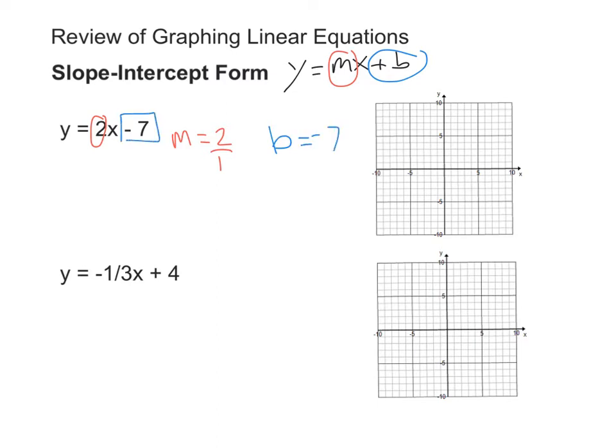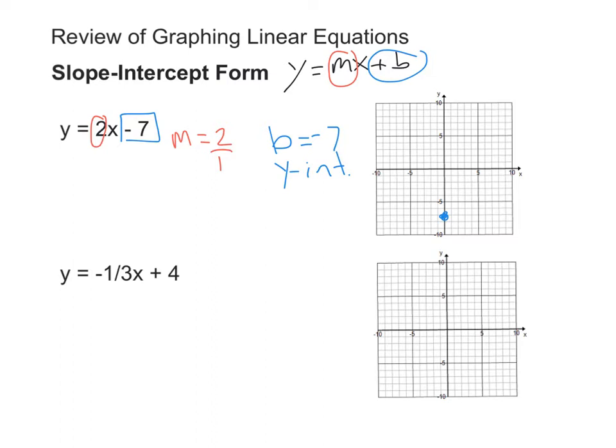Now my way of trying to help you remember what to do first is I always say, begin with b. And again, b is the y-intercept, so it is the location where the graph crosses the y-axis. Here's the y-axis, so we need to put negative 7 on that y-axis. So negative 7 is right here. We're going to put a point there. We know that the graph crosses through that point.